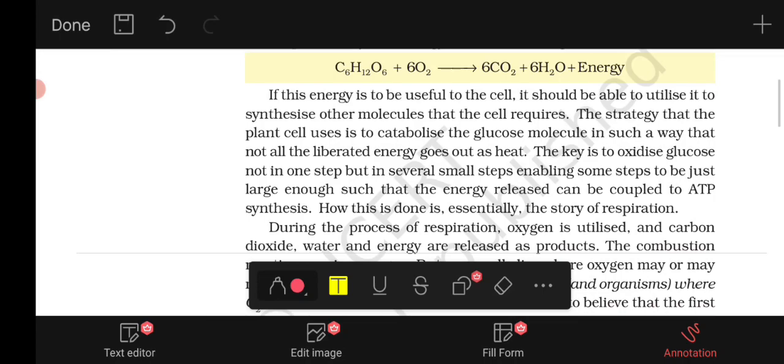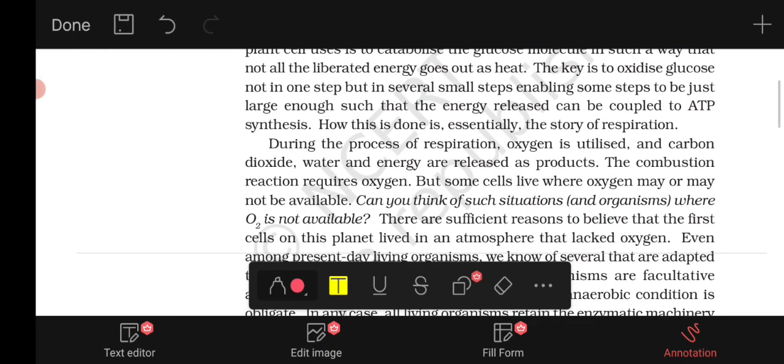Okay. The key is to oxidize glucose not in one step but in several small steps, enabling some steps to be just large enough such that the energy release can be coupled to ATP synthesis. How this is done is essentially the story of respiration. The synthesis of ATP, all of this is in the respiration part. During the process of respiration, oxygen is utilized and carbon dioxide, water and energy are released as the products. We all know that. Why do we need oxygen then? We need it for respiration, and we give out CO2 and water, and the energy is released.